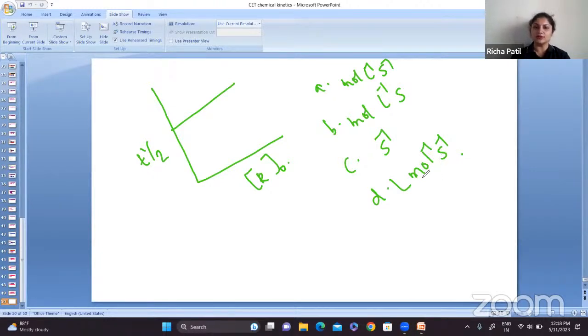What is the answer? What is t half? The answer is C, because t half is independent of initial concentration. It is independent of the initial concentration of the reactant in the first order. So this is first order, so it is independent. The unit for the rate constant will be per second.